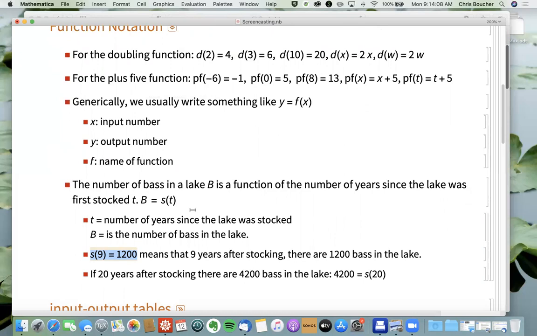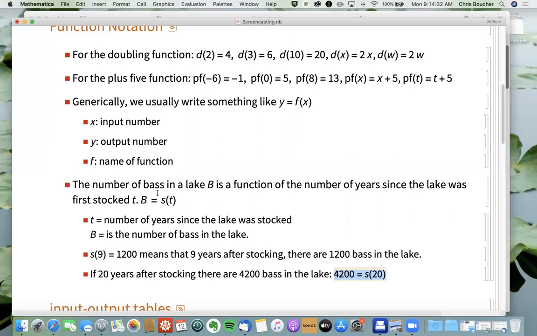Well, here the input is the number of years since the lake was stocked and the output is the number of bass. So this sentence means that 9 years after the lake was stocked, there are 1200 bass in the lake. When the input's 9, the output is 1200. Likewise, this sentence, very similar structure, says that 20 years after the lake is stocked, there are 4,200 bass in the lake.